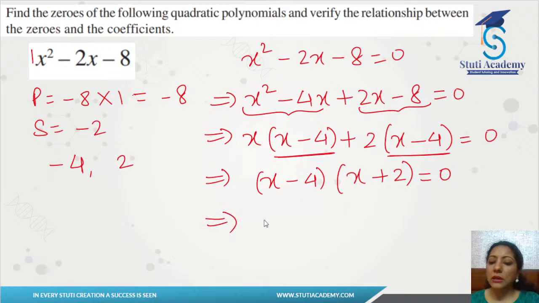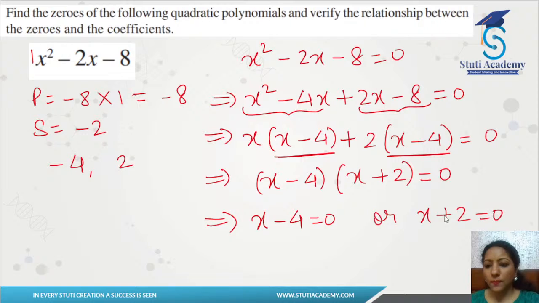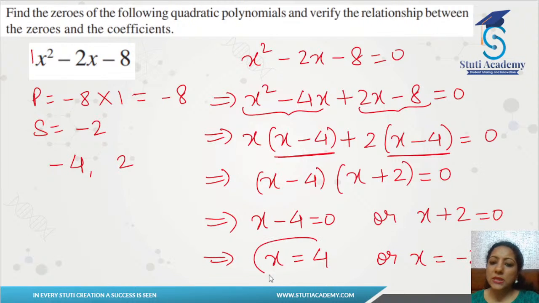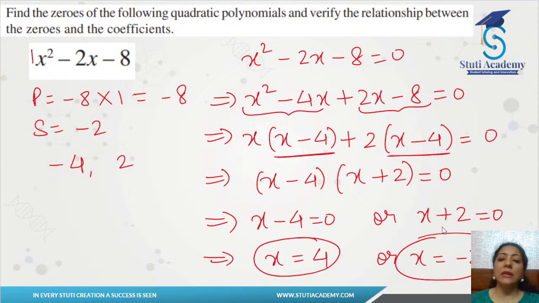Now the product of two numbers is 0 only when either one of the numbers is 0 or both of them are 0. So in this case, we can say x minus 4 is equal to 0 or x plus 2 is equal to 0. So from here we can conclude x is equal to 4 or x is equal to minus 2. So please notice here x is equal to 4 and x equal to minus 2. These are the two zeros of the given quadratic polynomial. Now, we have got the zeros of the polynomial. I hope you've all understood till here.